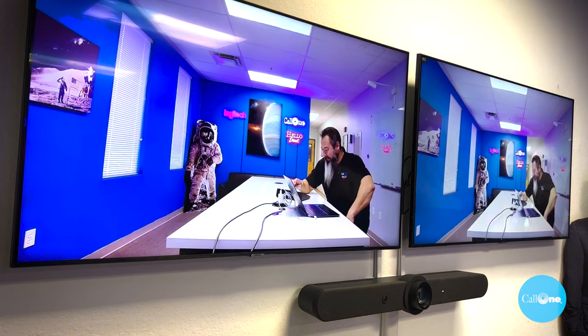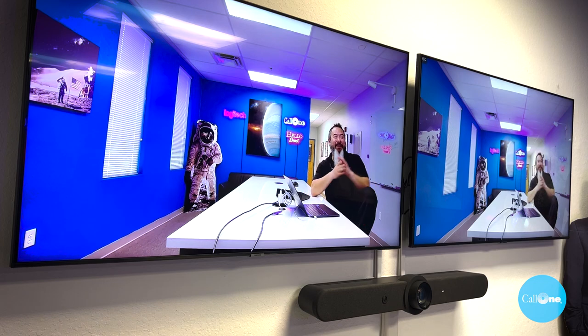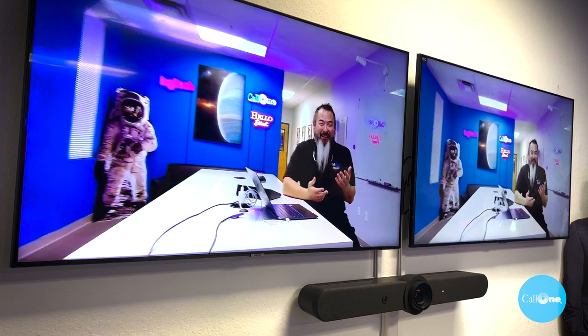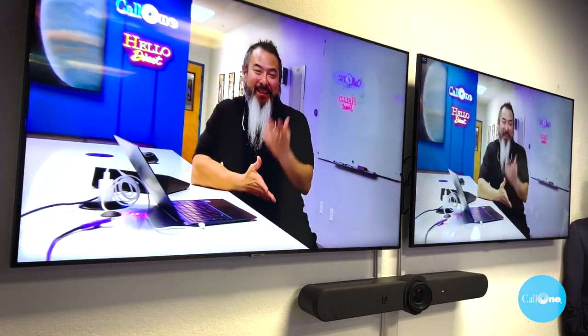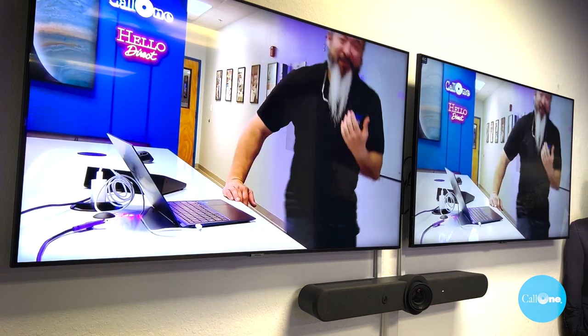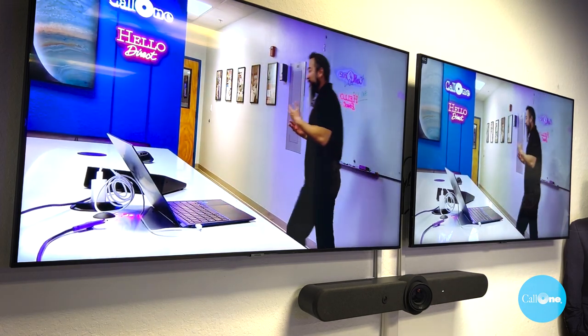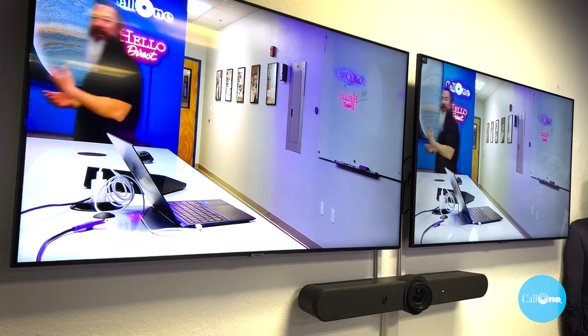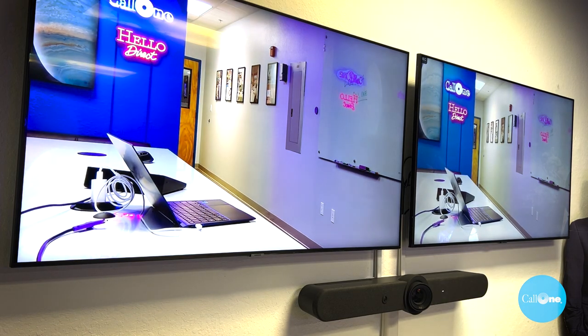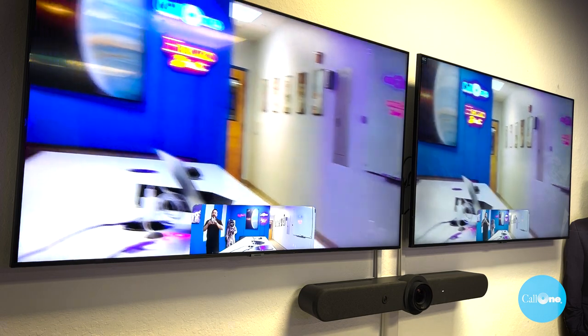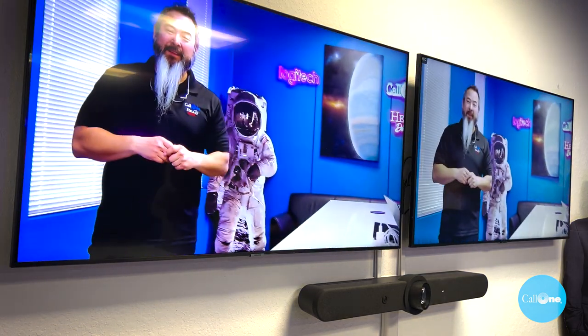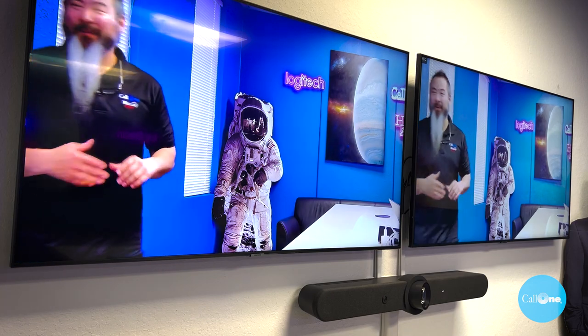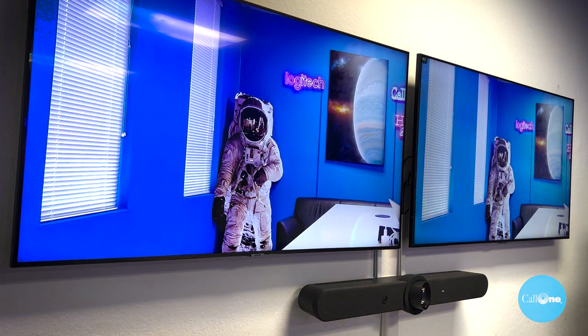So now let's get into some speaker focus. Okay, so now I'm speaking, and what the Rally Bar is going to do is focus on me because I'm the person speaking. So even if I get up and start talking and moving around the room, the Rally Bar is going to identify that I'm speaking, and it's going to try to find where that voice is. You see it's got that little panoramic view down at the bottom. It found me, and so now it's going to frame me. And again, this is speaker focus tracking mode, but let's see if we introduce some other people into the space.